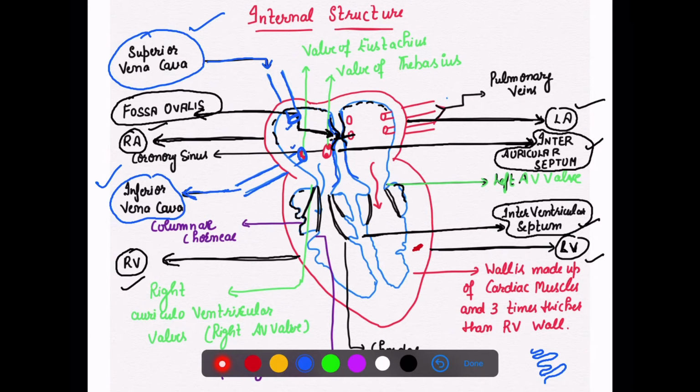Apart from this, there is another opening which is known as coronary sinus. Coronary sinus brings deoxygenated blood from the wall of the heart, the muscular wall of the heart, because that also does all the work, and now it becomes deoxygenated. When muscles work, they need oxygen, and after metabolic activity what is released? Deoxygenated blood. So who is bringing that deoxygenated blood from the muscular wall? Coronary sinus. So here we have three openings: superior vena cava, inferior vena cava, and coronary sinus.